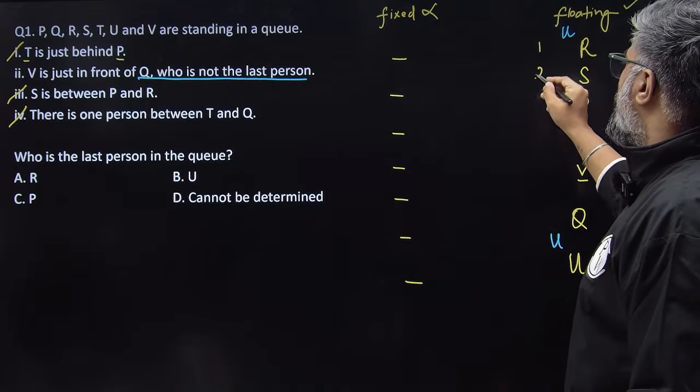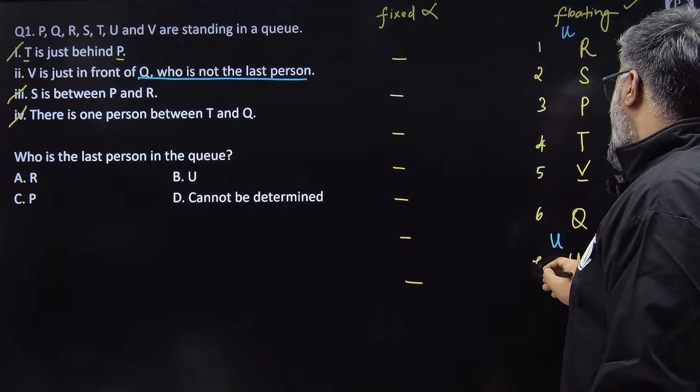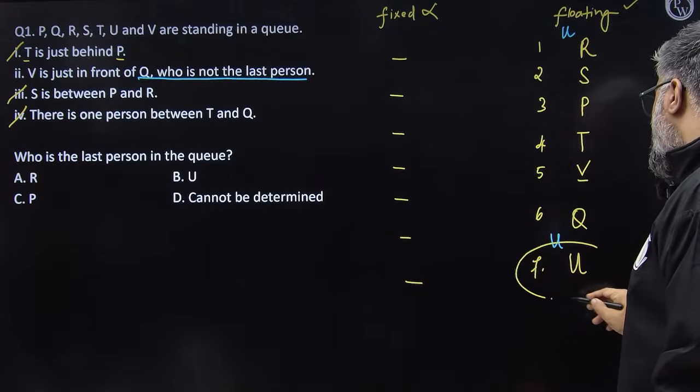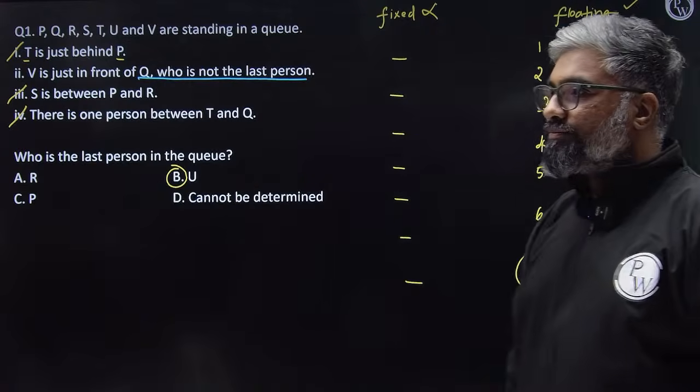He's the first in the queue, second, third, fourth, fifth, sixth, and seventh. So they're asking who's the last person in the queue? Who is the last person in the queue? U is our answer. Perfecto.